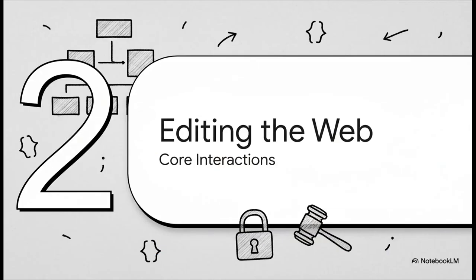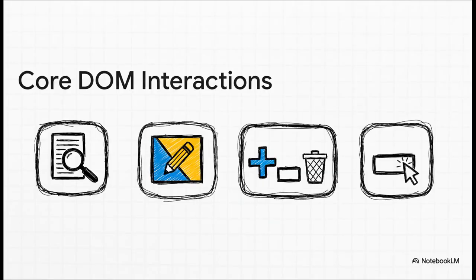Okay, so how do we actually use these tools to edit that blueprint? Well, it pretty much boils down to 4 core types of interactions. Yep, these interactions fall into 4 main buckets: finding elements, changing them, creating or getting rid of them, and, of course, responding to what the user does. Let's do a quick pass on each one.